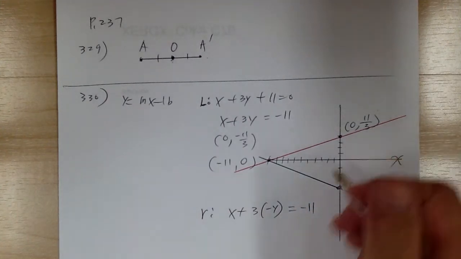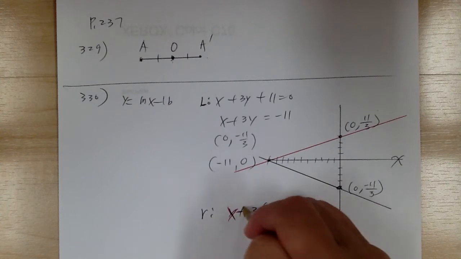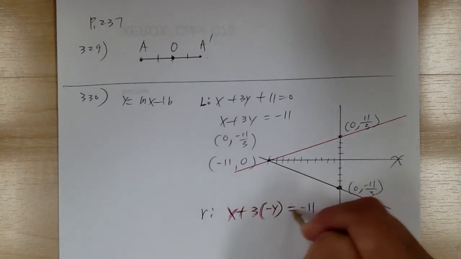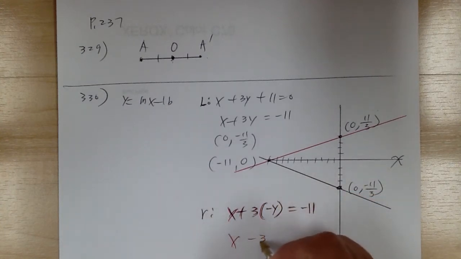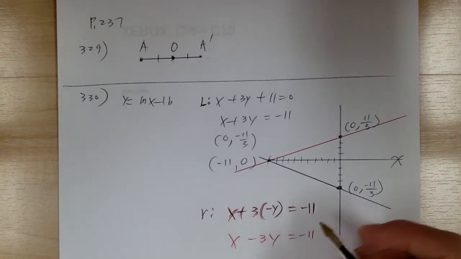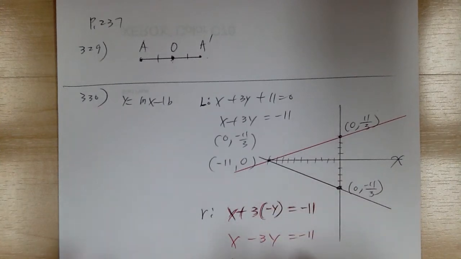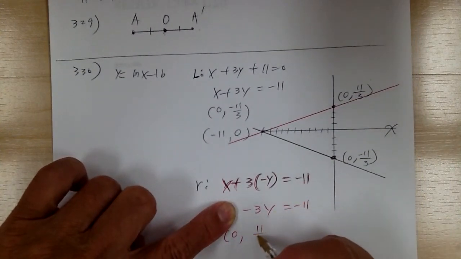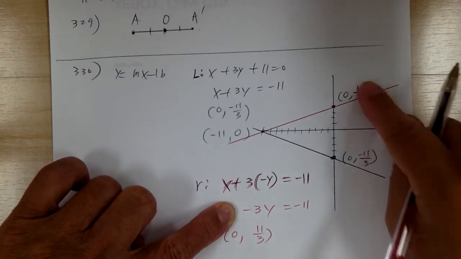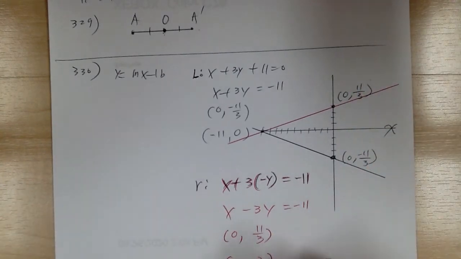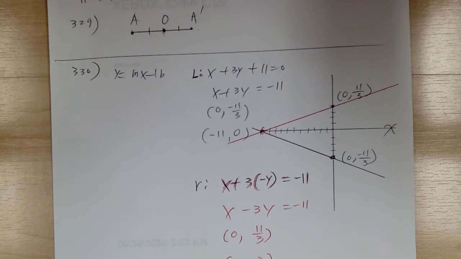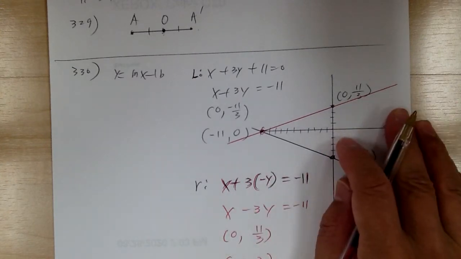So your reflected equation is x minus 3y equal to negative 11. If you solve, you get this point. If you let x equal to 0, you get y equal to 11 over 3, and that's what we see. If you let y equal to 0, then x equals negative 11, which is the same point over here.